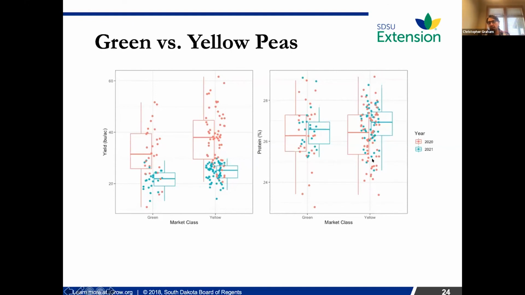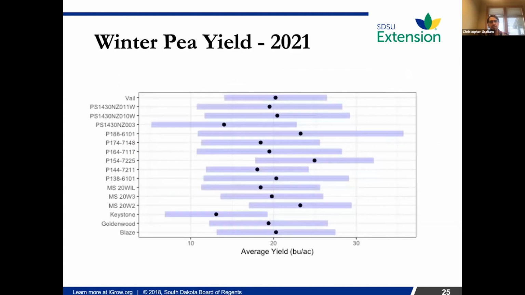Protein, I used to think that greens had higher protein, but these data are showing that really, if you look at red to red, blue to blue, actually yellow is a bit higher. But I think especially for protein, that's more variety specific and not necessarily green and yellow. Whereas I think we do kind of see this trend generally in yield, but for protein, like I said, I would pay much more attention to the variety specifically than whether it's just a green or yellow variety.